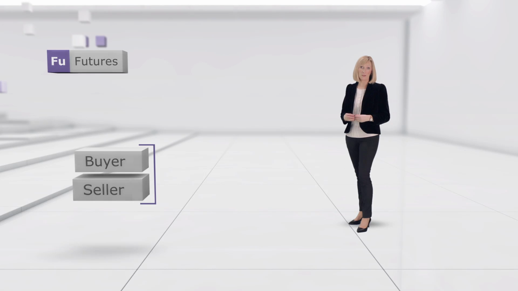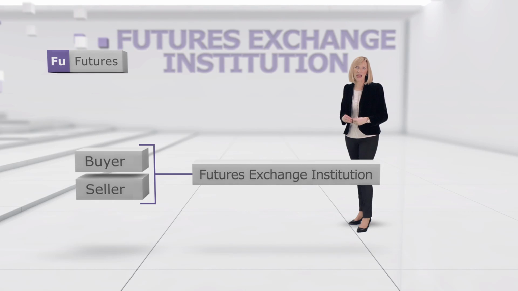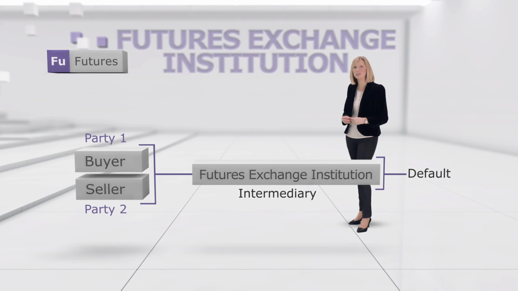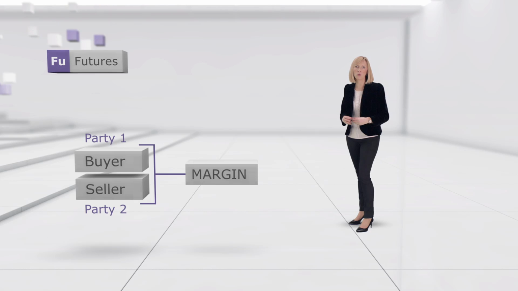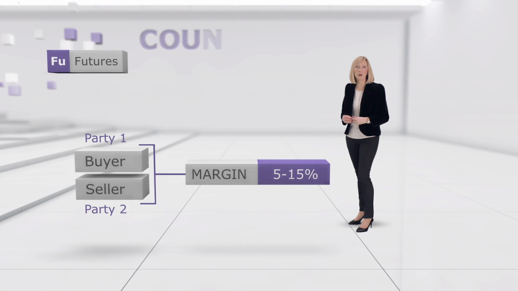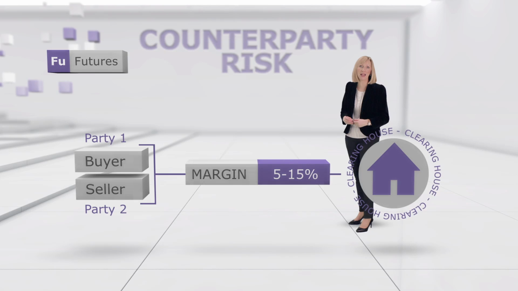While the futures contract specifies a trade taking place in the future, the purpose of the futures exchange institution is to act as intermediary and to minimise the risk of default by either party. To minimise credit risk to the exchange, traders must post a margin or a performance bond, which is typically 5 to 15% of the contract's value. To minimise counterparty risk to traders, trades executed on regulated exchanges are guaranteed by a clearinghouse.